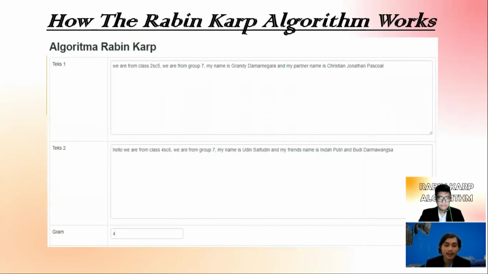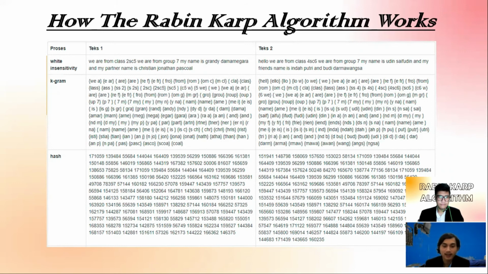This is an example of text that we will use in the Rabin Karp process. And this is before going to the process section. And we set the Kgram value to 4. In this picture, there are three processes. First is pre-processing, where all letters become lowercase and punctuation marks are eliminated. Then there is the Kgram process. After that, there is a hash or hashing process.